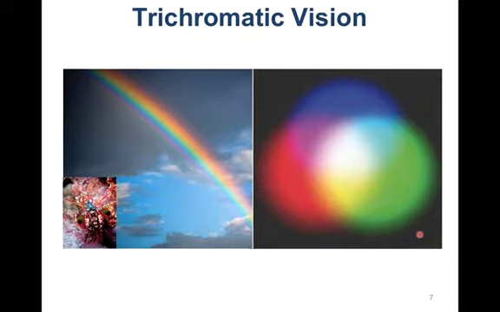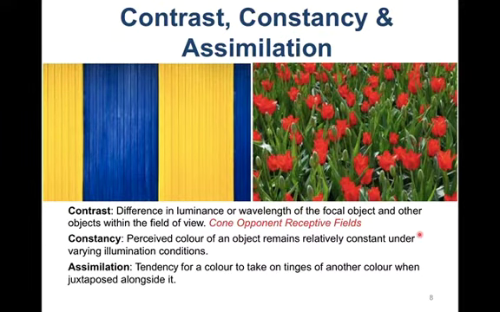Okay, let's continue with contrast, constancy, and assimilation. So contrast is what we were discussing on the previous slide. It's the difference in the wavelength or the luminescence of an object in your field of view compared to other objects within that same field of view. And we'll come back to cone-opponent receptive fields, but hopefully I've alluded to this already. Contrast specifically between color opposites. Yellow is always going to stand out against blue, and red is always going to stand out against green, right?